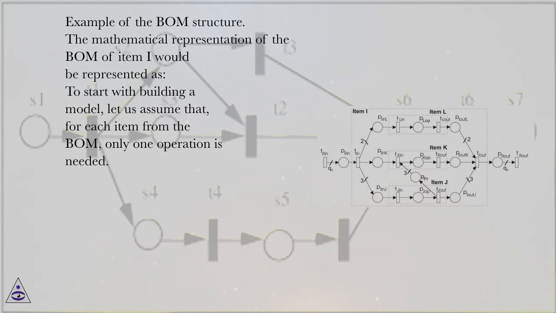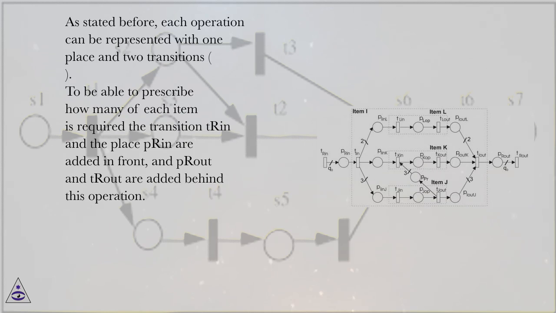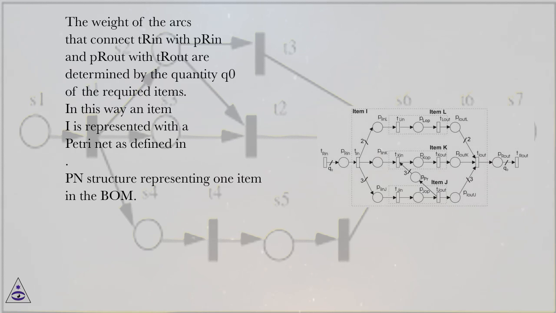To start with building a model, let us assume that, for each item from the BOM, only one operation is needed. As stated before, each operation can be represented with one place and 2 transitions. To be able to prescribe how many of each item is required, the transition tr_in and the place pr_in are added in front, and pr_out and tr_out are added behind this operation. The weight of the arcs that connect tr_in with pr_in and pr_out with tr_out are determined by the quantity Q of the required items. In this way, an item I is represented with a Petri net as defined in PN structure representing one item in the BOM.